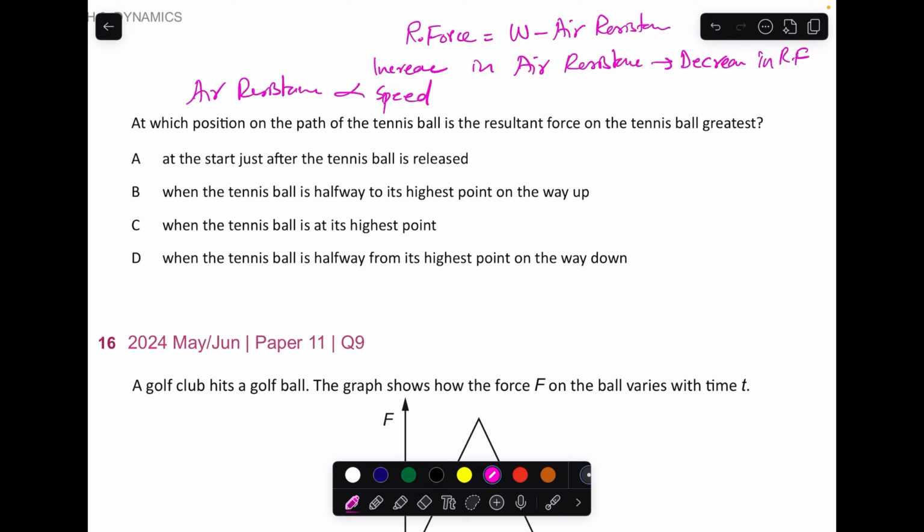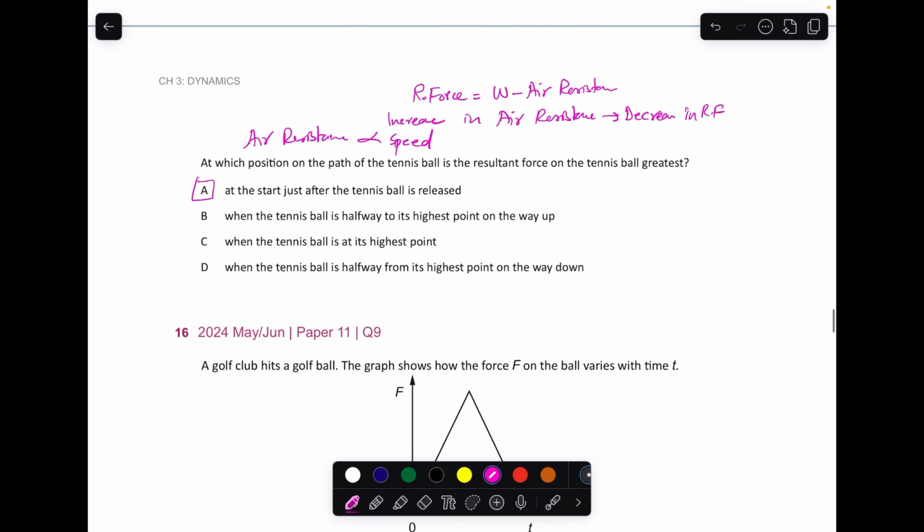So the minimum speed will be at the start. It started from zero, right? So when it started from zero, at that point the air resistance will be zero. So the resultant force will be maximum, right?